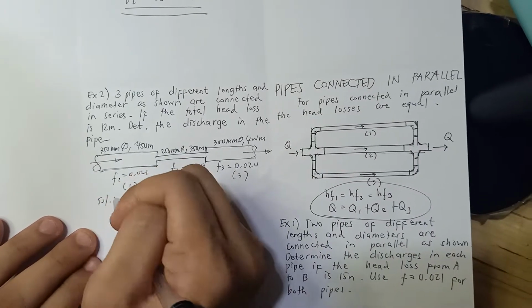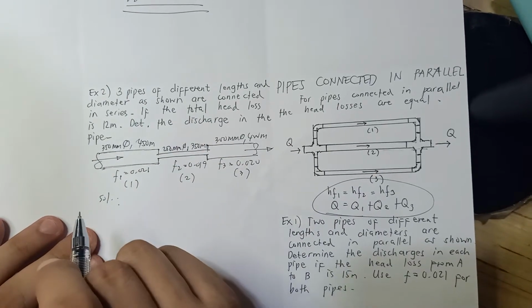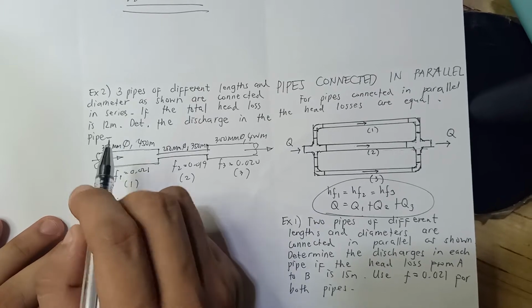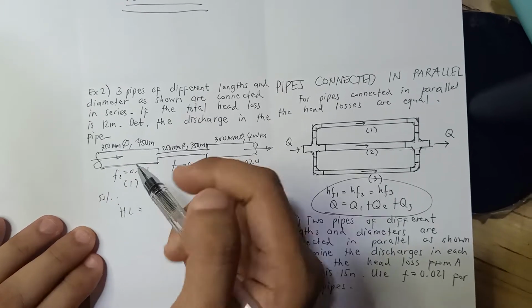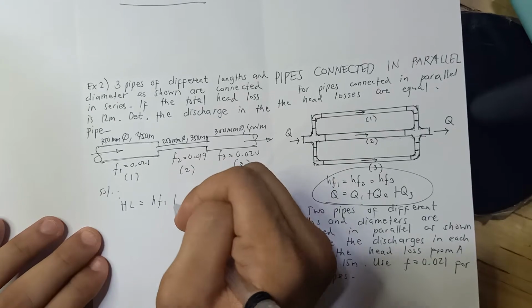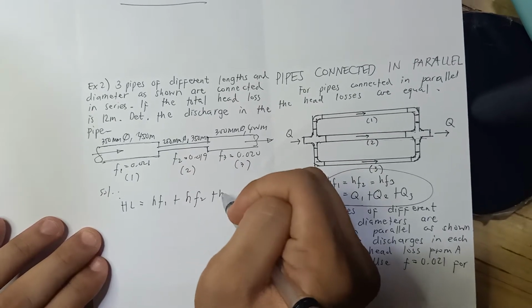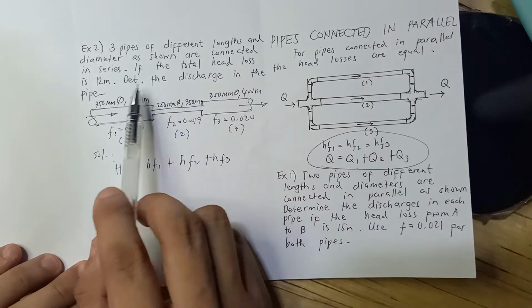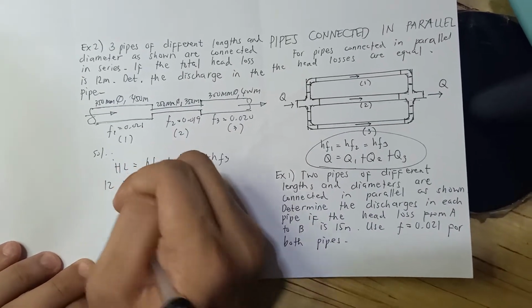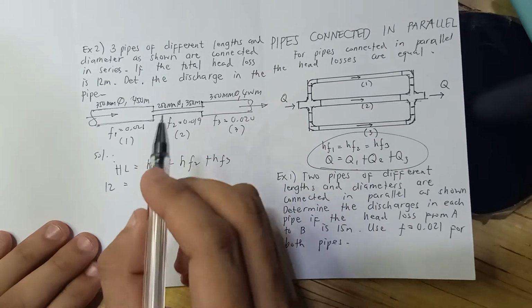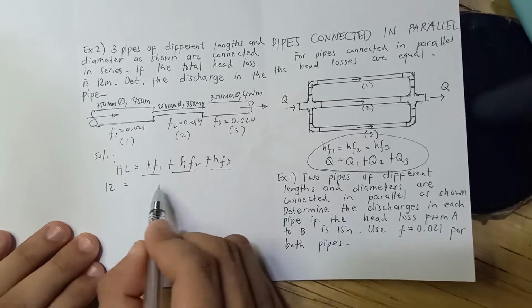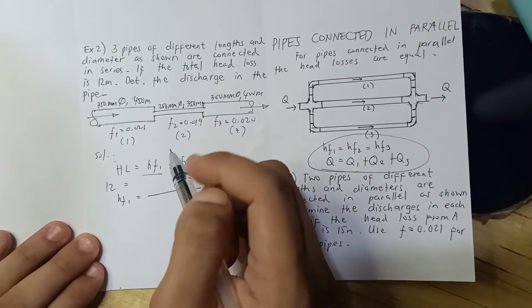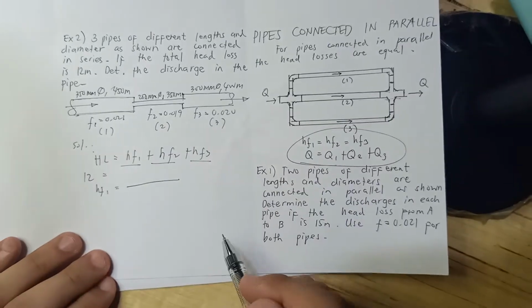So the solution is here. Determine the discharge in the pipe. So Q is what we will find. HL equals HF1 plus HF2 plus HF3. Given the total head loss is 12. So a better way is to use the Darcy-Weisbach formula.